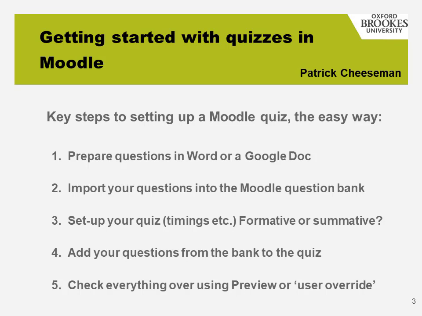Step 3, setting up the quiz, telling Moodle when to open and close the quiz, how many attempts at the quiz it should allow each student to make, and various other options that you may wish to adjust, depending primarily on whether the quiz is to be used formatively or as a summative means of assessment. Step 4. Add your questions to your quiz. Basically, tell Moodle which group of questions to use.